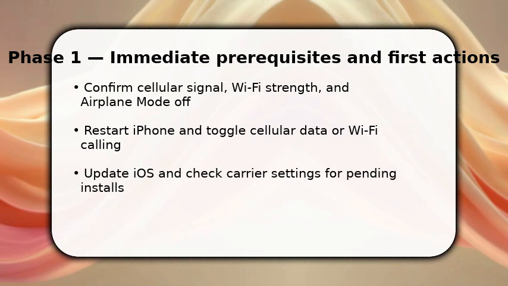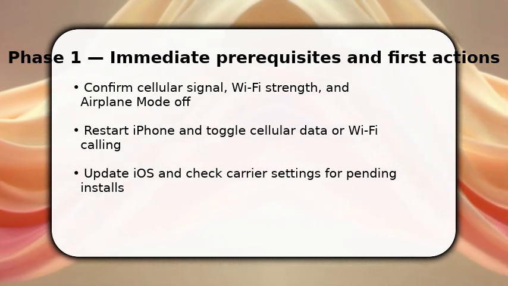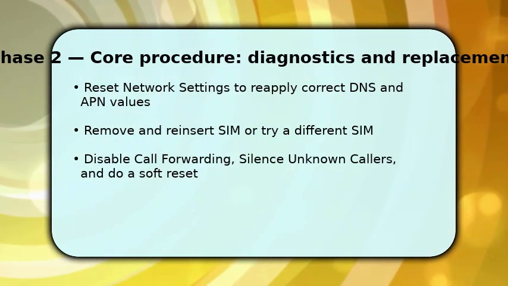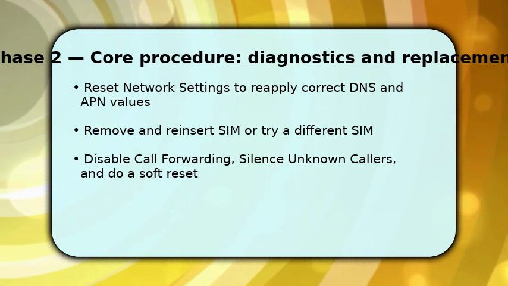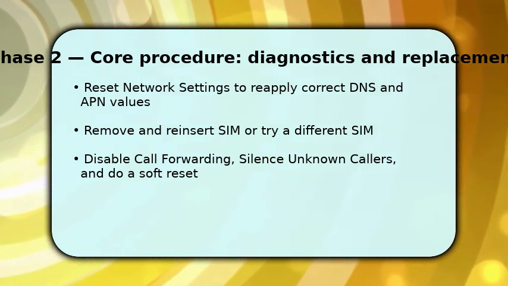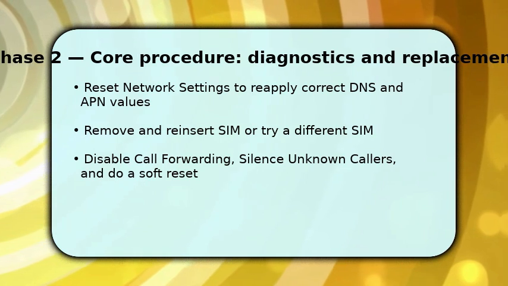Once those steps run, refresh deeper networking components to clear persistent faults. You should reset network settings to restore DNS, APN, and Wi-Fi profiles. Note this removes saved networks, so have passwords ready.